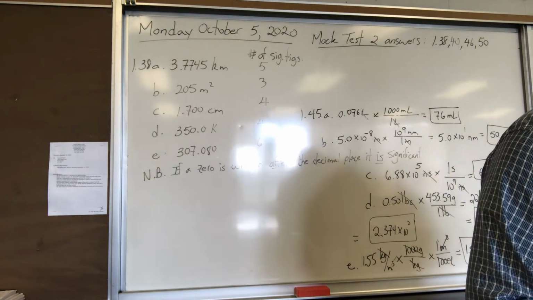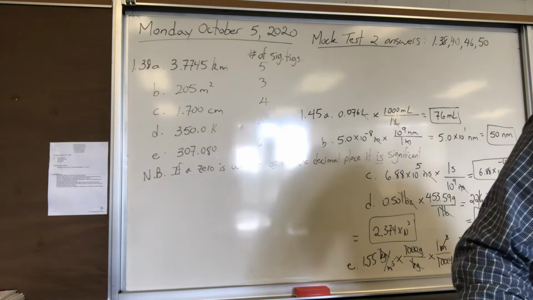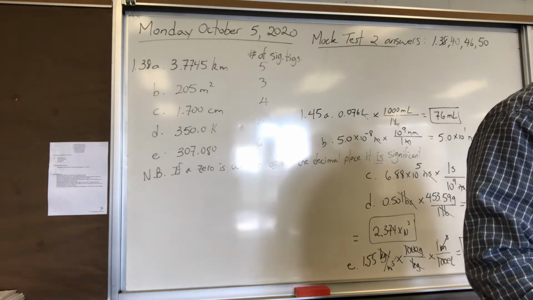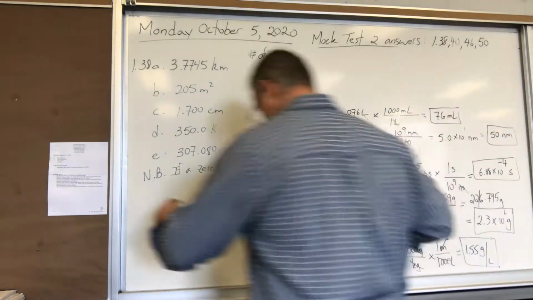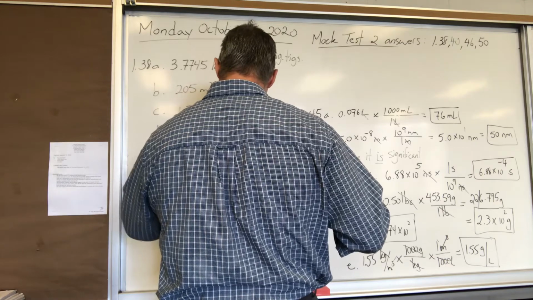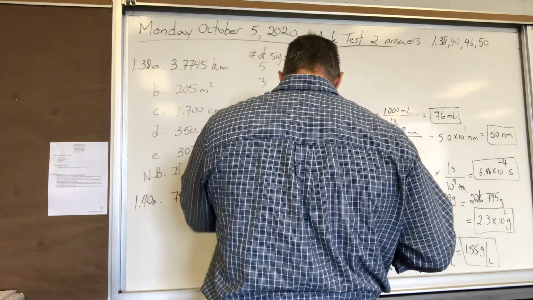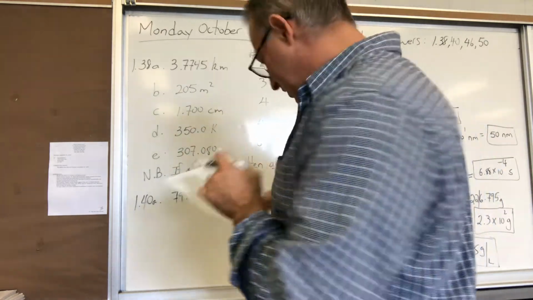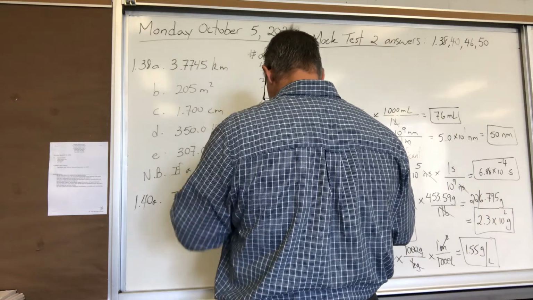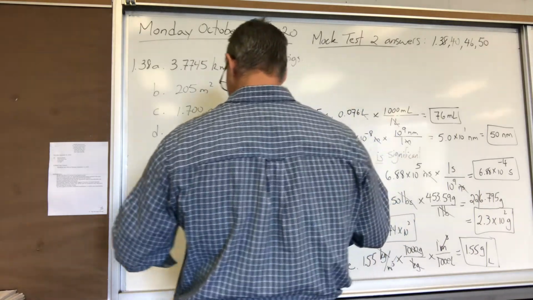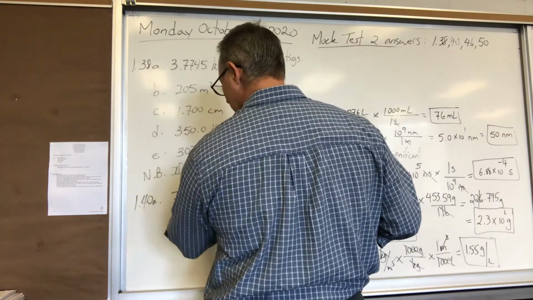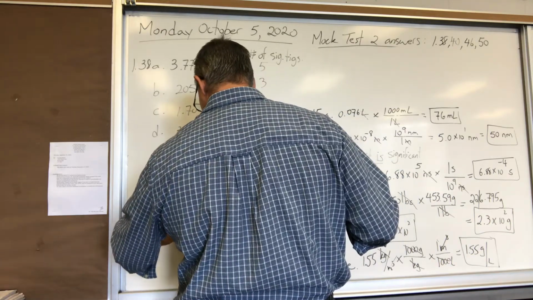The next question is 40. It says the diameter of the Earth at the equator is 7,926.381 miles. Round this number to 3 significant figures, and then express it in standard exponential notation. So if you want to go to 3 significant figures, you're going to cut it off here, and because this number is a 6, you're going to round up the 2 to a 3. So you're going to get 7,930.